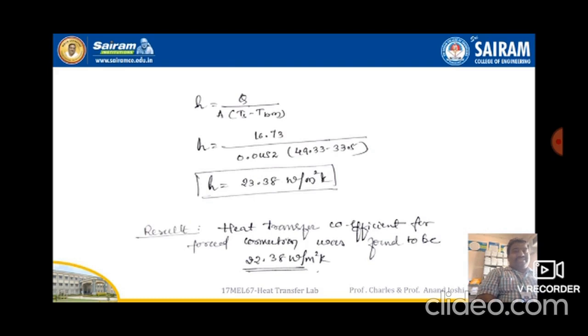So the result is that the heat transfer coefficient for the forced convection was found to be 22.38 watt per meter square Kelvin.